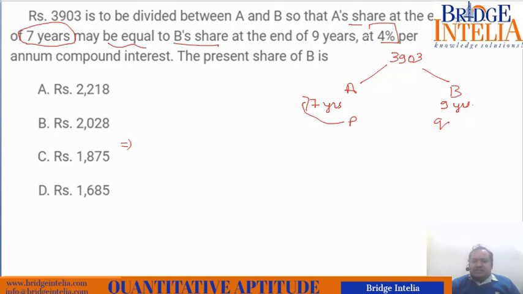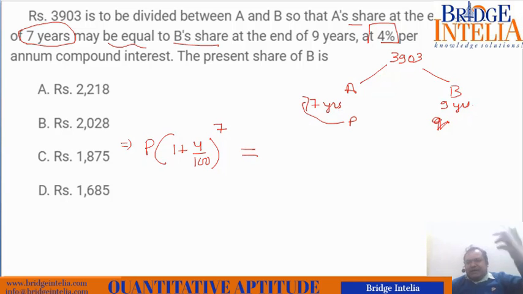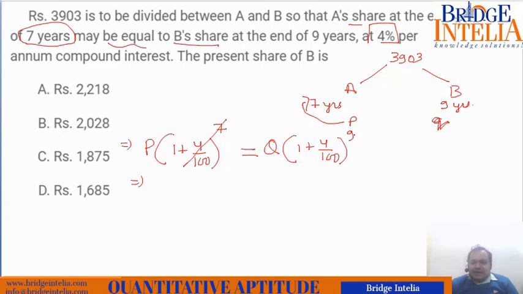So as per the data, P was deposited for 7 years. What is the rate? Rate is 4%. So P (1 + 4/100)^7, because this was deposited for 7 years, must be equal to the value that Q will reach finally after 9 years. The rate is the same, so Q (1 + 4/100)^9, because this was deposited for 9 years. So the 7 powers get cancelled, and only this much remains: (1 + 4/100) whole square.